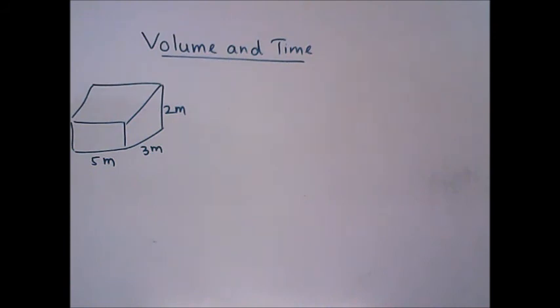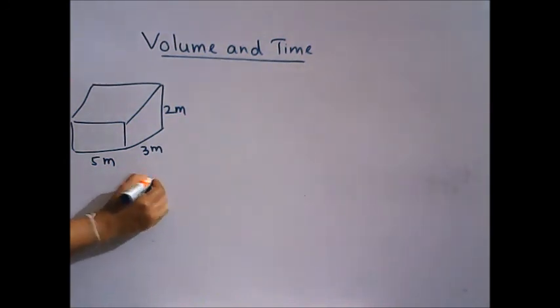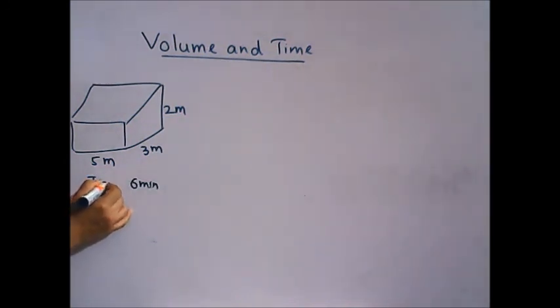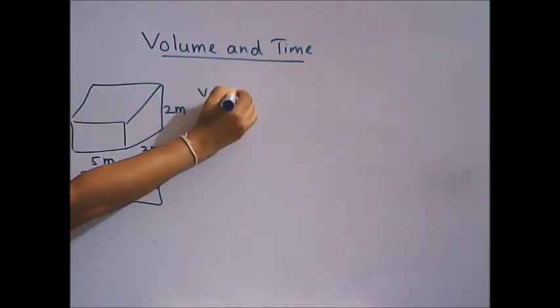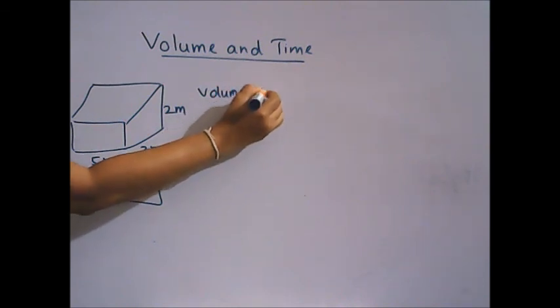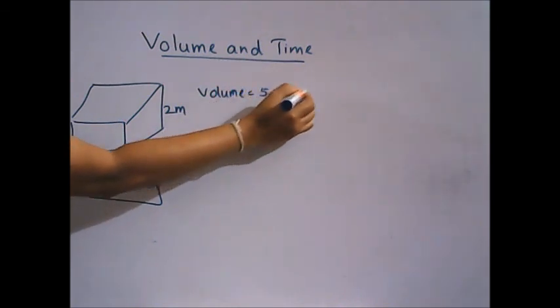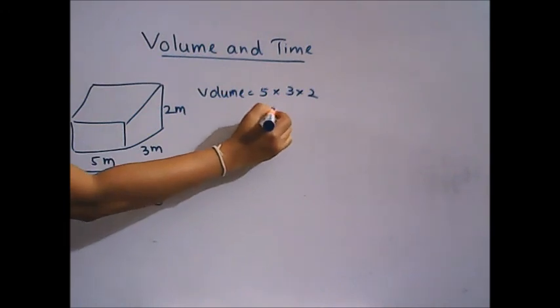Now, it took 6 minutes to fill this tank. Now let's find the rate of change of volume. First we have to find the volume. Volume equals length times breadth times height. Then the answer is 30 cubic meters.